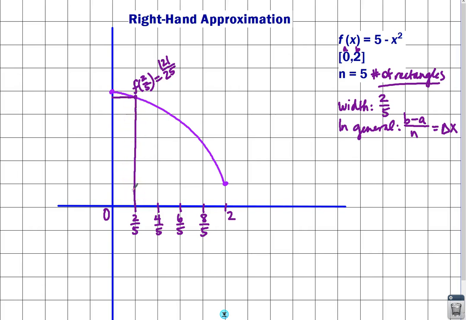Okay, so then I'm going to repeat that process at 4 fifths. So I'm going to go to the y value at 4 fifths. Okay, I need to figure out what that is. f of 4 fifths. 4 fifths squared, so 16 over 25. Take that away from 5. That's going to be 109 over 25. Okay, repeat that over here.